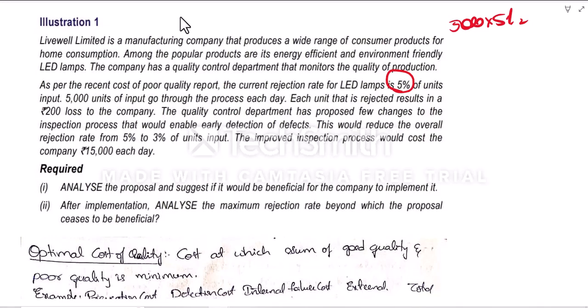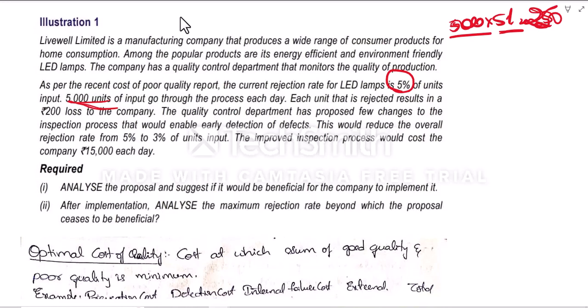250. Next, 5000 units of input go to the process every day. That's why we took 5000 units as input, and among that 5000, 5% will be the rejection rate. So total goods rejected will be 250.